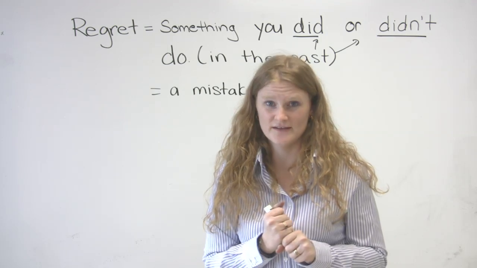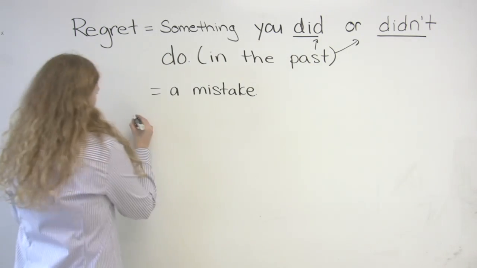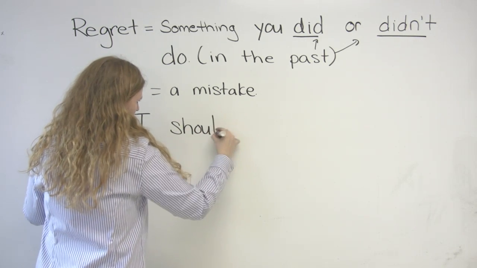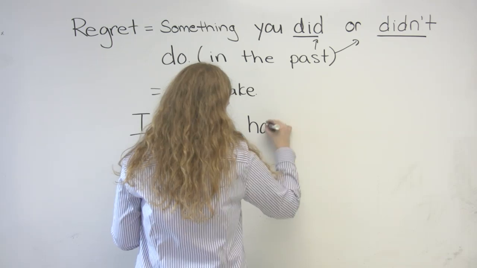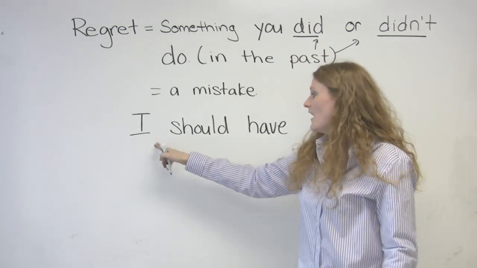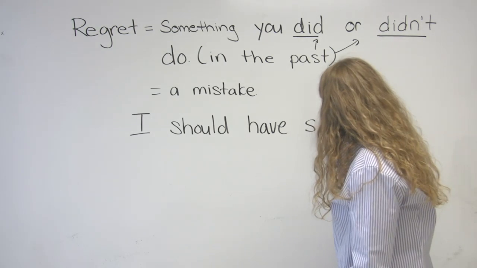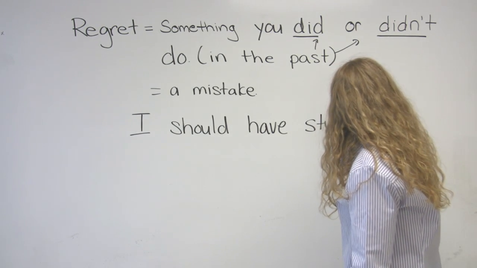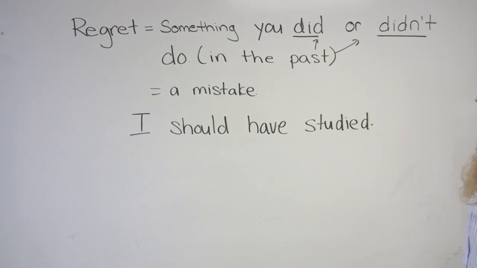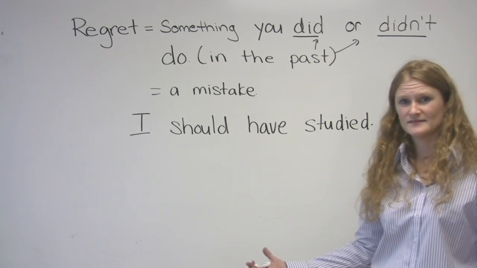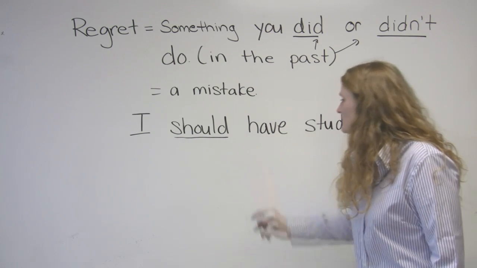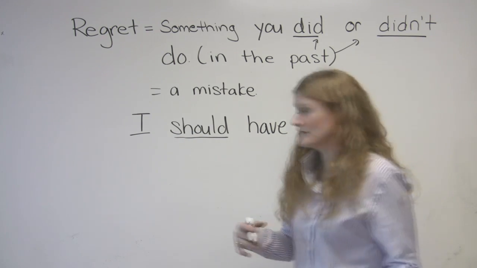So I can say I regretted not studying. The way that we use this in English is like so. We say, oh, I'm so stupid. I should have studied. I failed my test. I should have studied. Okay? We can also use the negative.